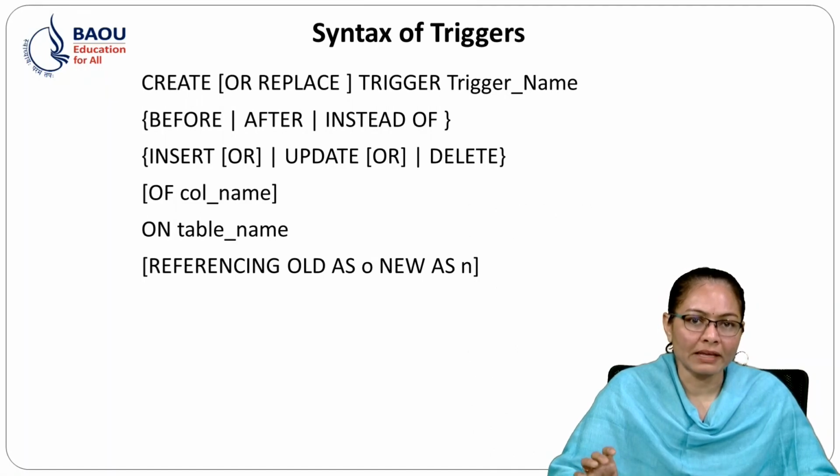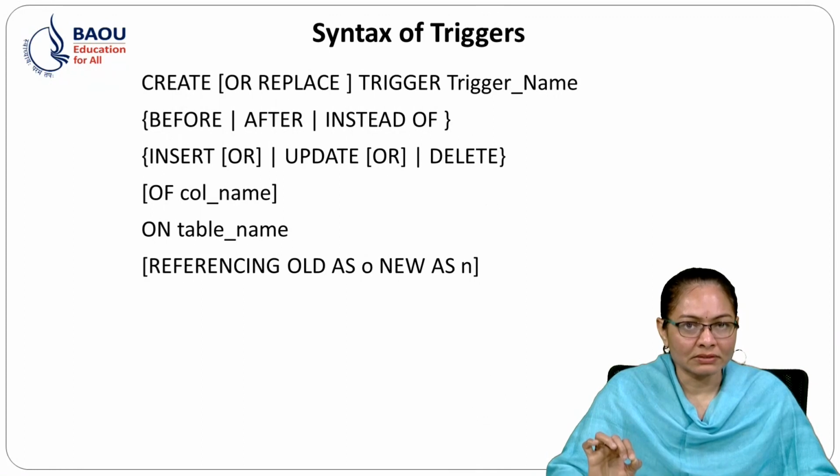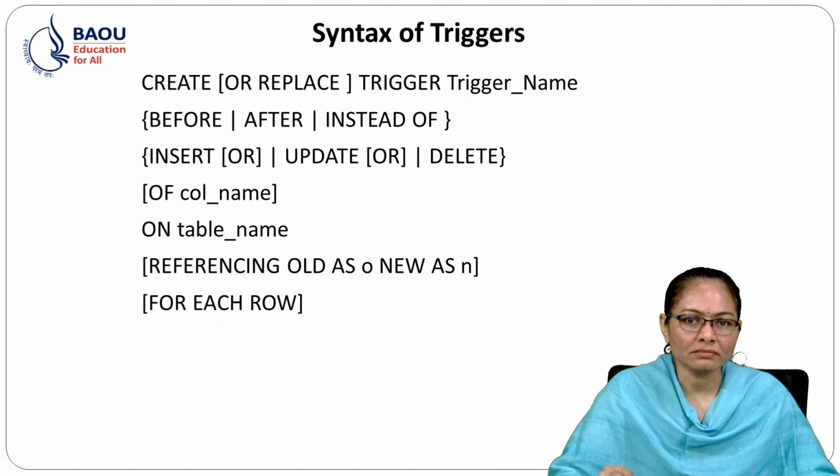Now referencing old as O and new as N. This clause is used to reference the old and new value of the data being changed. By default, we reference the old value like colon old dot column name, or if you use the new value, then colon new dot column name. We cannot reference the old value when inserting a record or a new value when deleting records, because they do not exist.